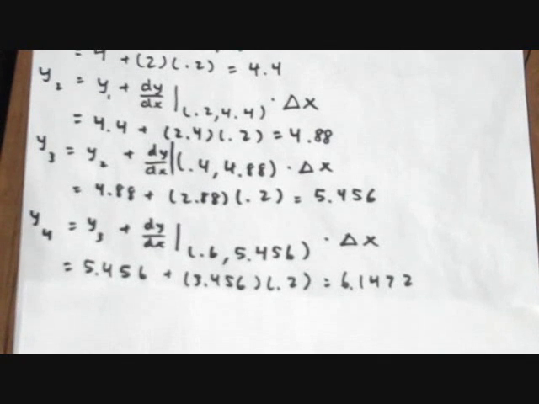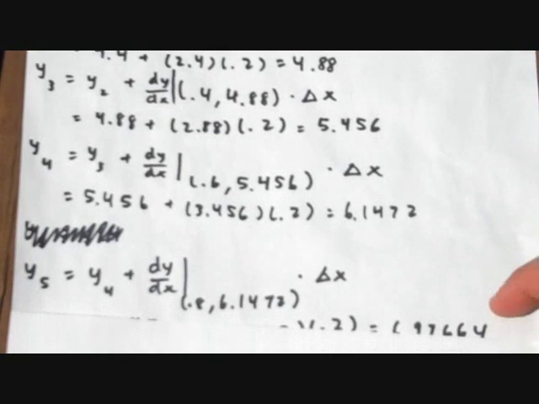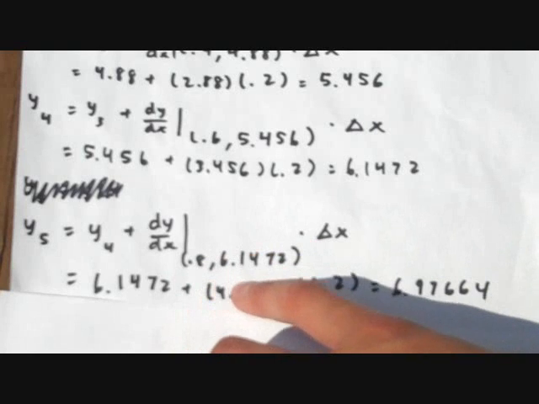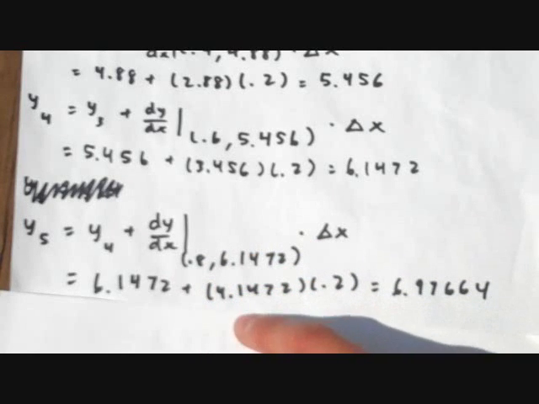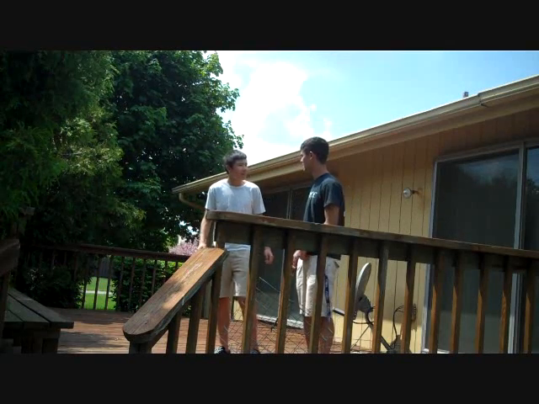For y sub 4, we add y sub 3, which is 5.456, and then we plug in the point (0.6, 5.456), which is the last point, into dy/dx, and then we multiply that by the change in x. That comes out to 6.1472. For our final step, y sub 5, we add 6.1472 to the point plugged into dy/dx, (0.8, 6.1472), and that comes out to 4.1472, and we multiply that by the change in x, 0.2. So our final approximation is 6.97664. So y of 1 is approximately equal to 6.97664.